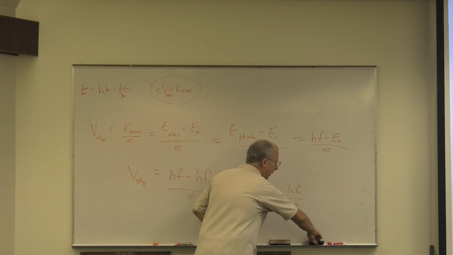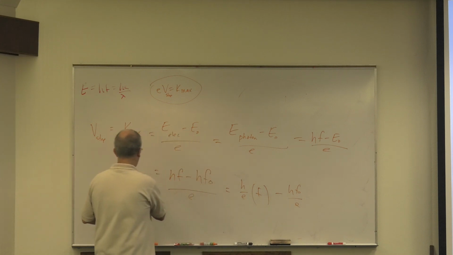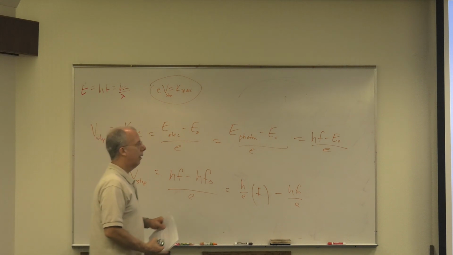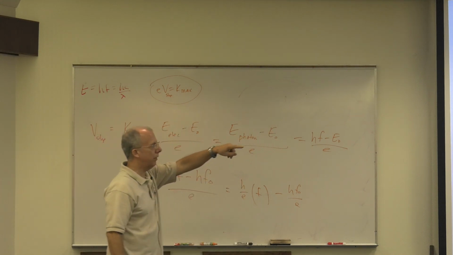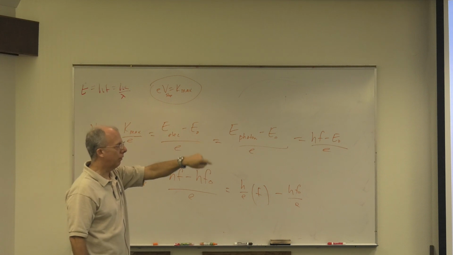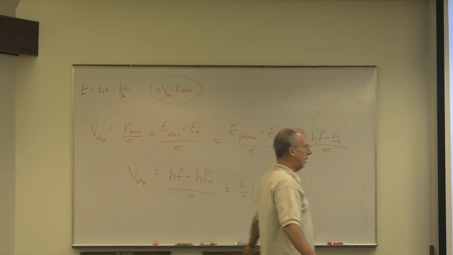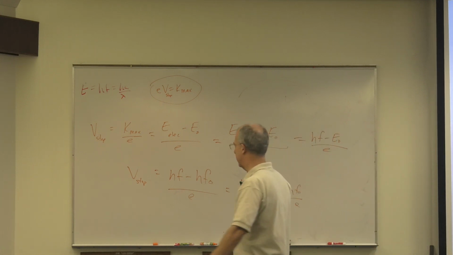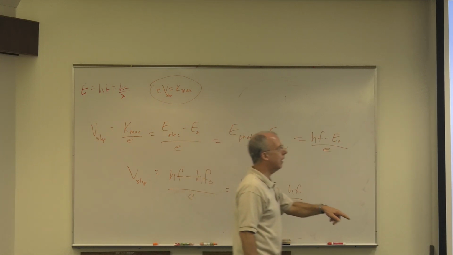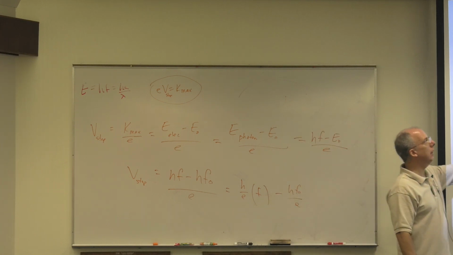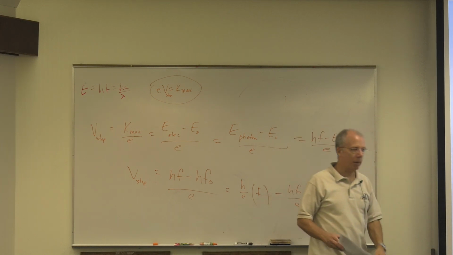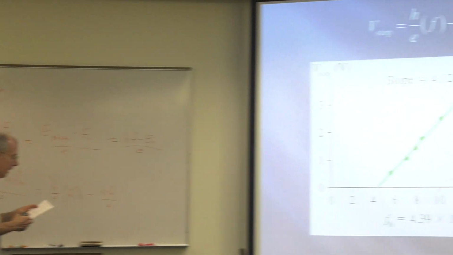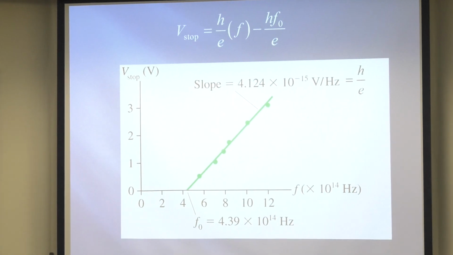So Einstein made a prediction. He predicted that the V stop equation should be a line with the frequency as the variable. So there's the equation: V stop equals h over e times f, minus h f0 over e. You plot the straight line and see if it agrees with the data. It does, okay? The fact that the data agreed with this equation that Einstein came up with was super important because it verified that what he was saying was correct. So this is a big deal, super big deal.